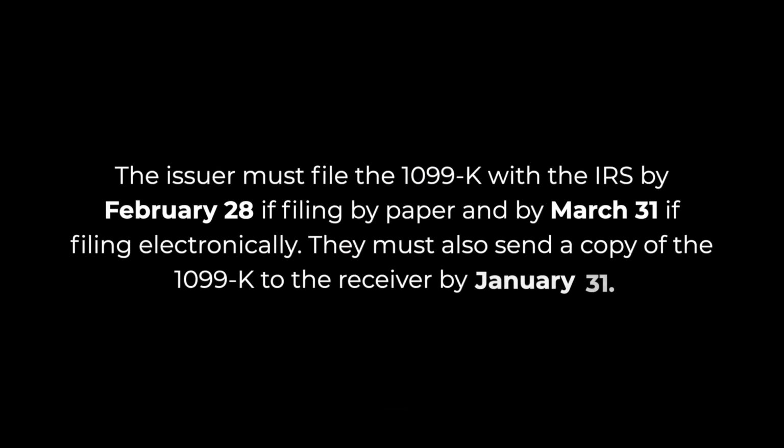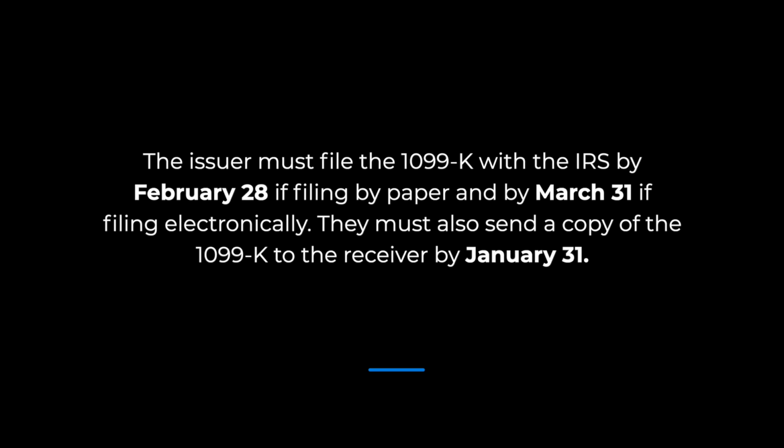What are the filing deadlines? The issuer, such as PayPal or eBay, must file the 1099-K with the IRS by February 28th if filing by paper, and by March 31st if filing electronically. They must also send a copy of the 1099-K to the receiver by January 31st.